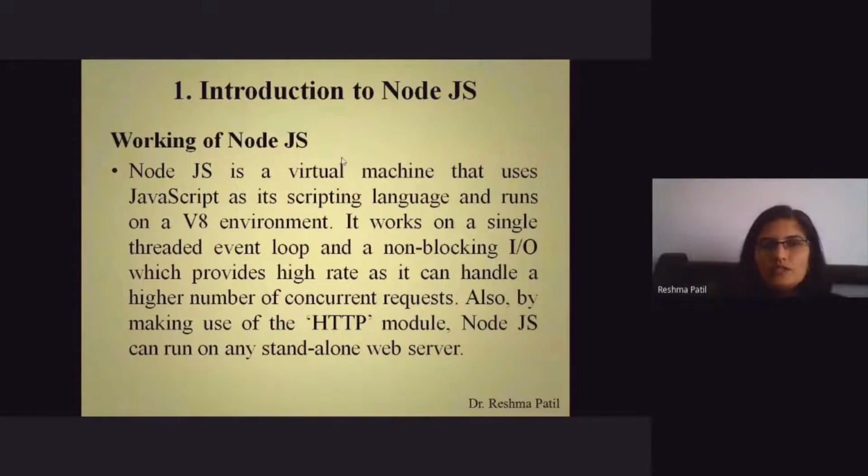Actual working of Node.js. In brief, Node.js is a virtual machine that uses JavaScript as a scripting language and runs on V8 environment, Google Chrome environment. It works on single-threaded event loop and non-blocking input-output, which provides high rate as it can handle a higher number of concurrent requests. There is no blocking statement, that's why it can handle a higher number of concurrent requests. Also, by making use of HTTP module, Node.js can run on any standalone web server. So this is brief about Node.js.